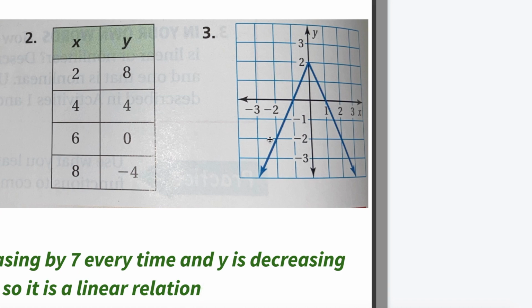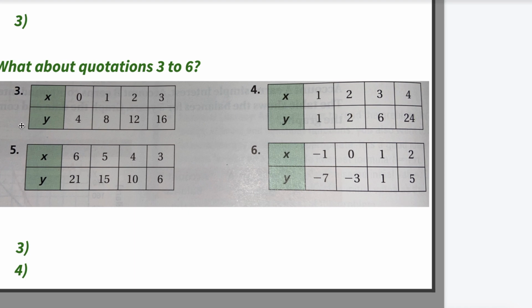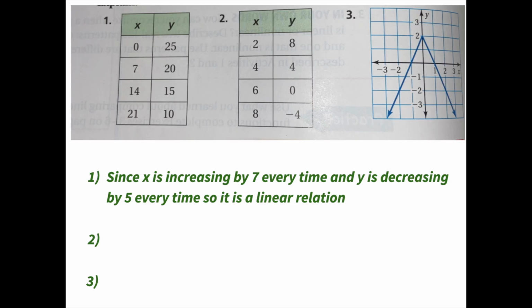Is this a linear relation or not? Think about it. Then what about questions 3 to 6? So question 3, I gave you here the values of x and y, so check about x and y. Are they increasing or decreasing with the same rate or not? It doesn't matter if x is increasing by 5 but y is increasing by 10. It doesn't matter, that's okay. But is x increasing with the same rate every time or not? Is y increasing or decreasing with the same rate?